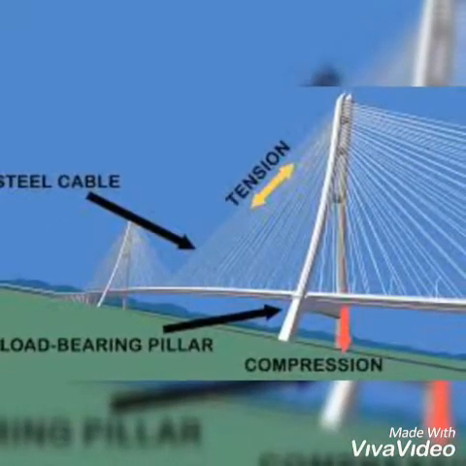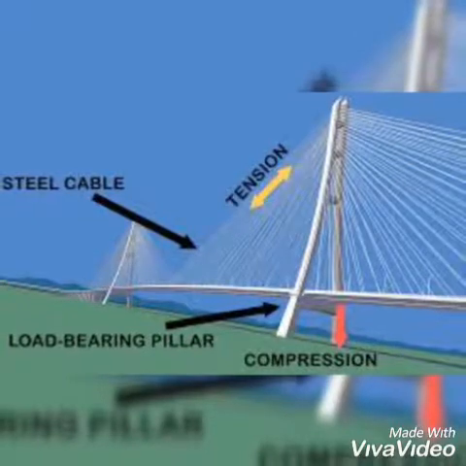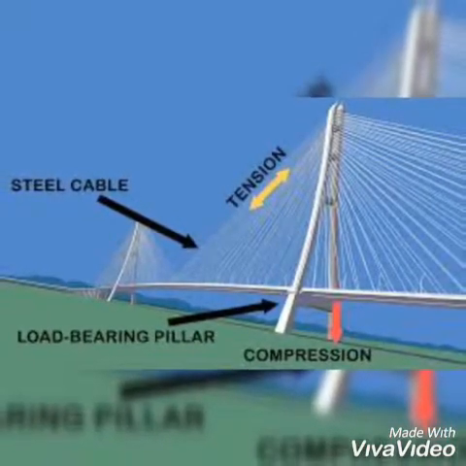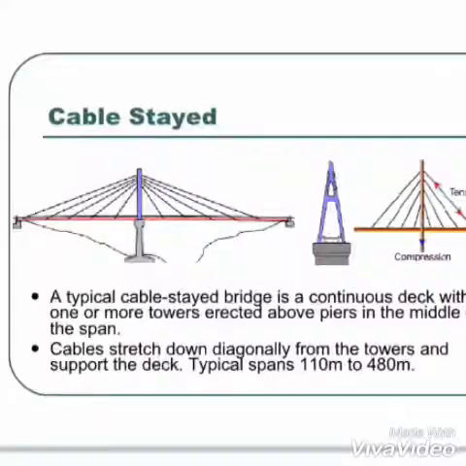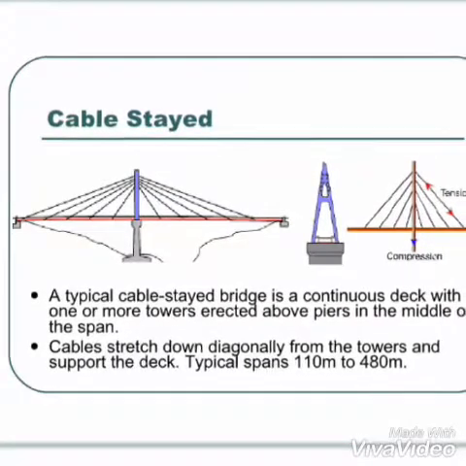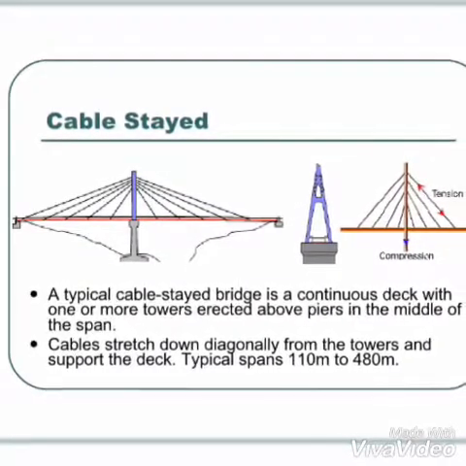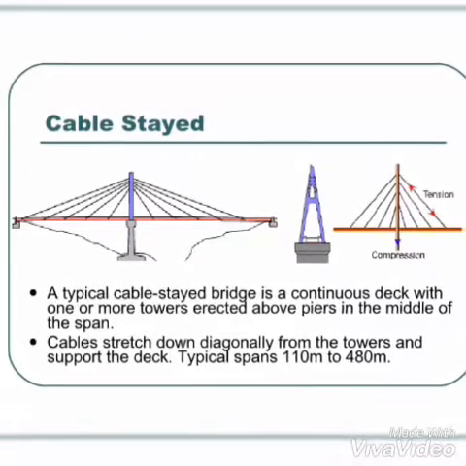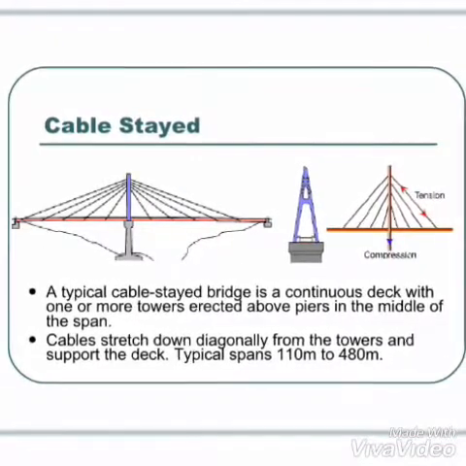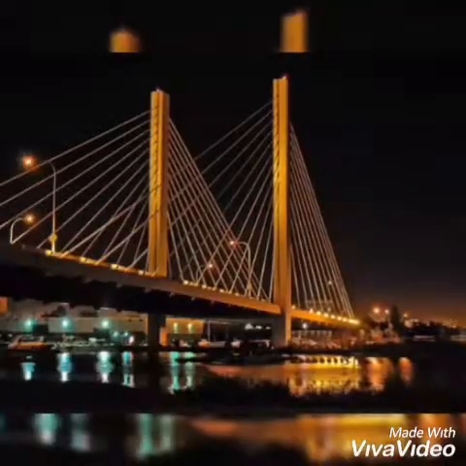Cable-stayed bridges carry the vertical main span loads by nearly straight diagonal cables in tension. The tower transfers the cable forces to the foundation through vertical compression. The tensile forces in the cables also put the deck into horizontal compression.